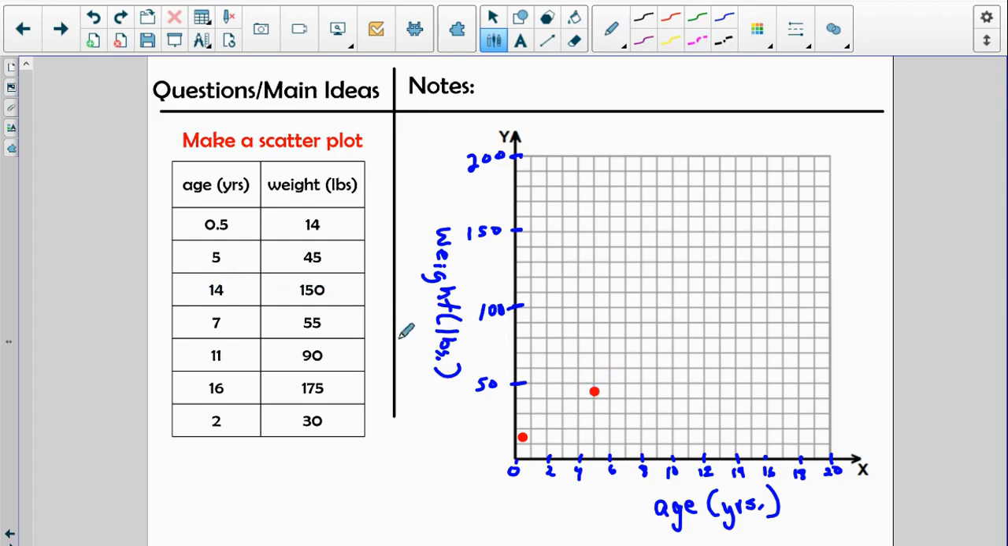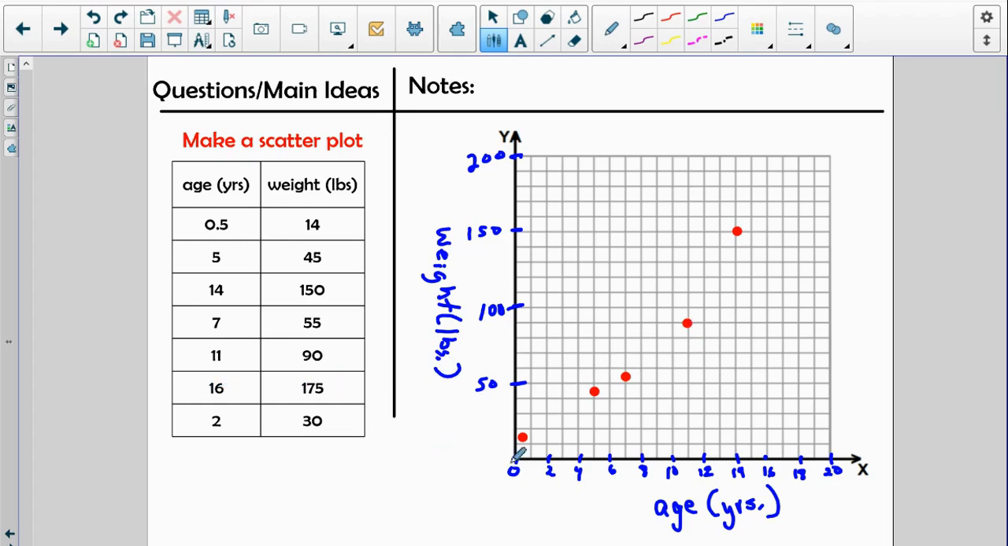14 years is 150 pounds. So I go all the way over the 14 years. I go all the way up to 150 pounds right there. 7 years is 55 pounds. So I go over the 7 years. I go up, let's see, that's 50. The next line would be 60. So 55 is right in the middle. 11 years is 90 pounds. So I start at 11 years. I go up to the 9th line, that's 90 pounds.